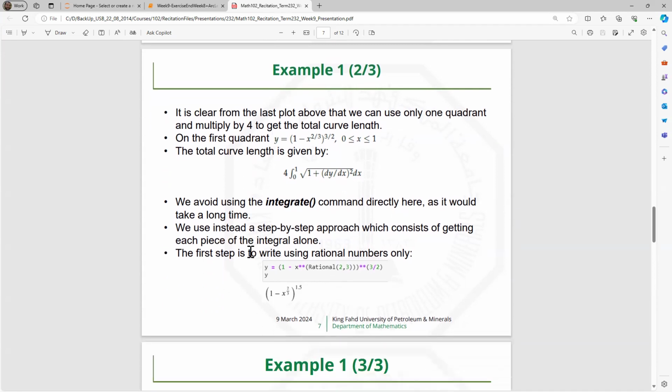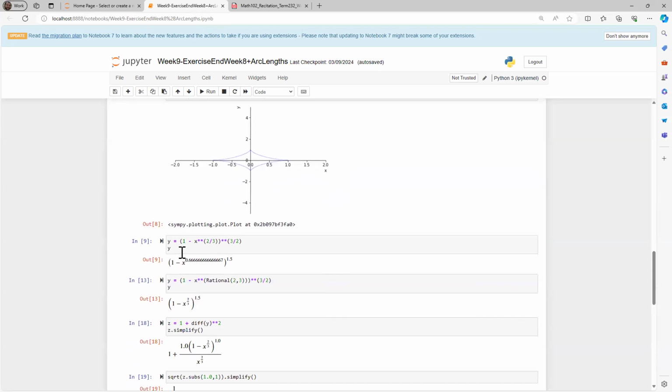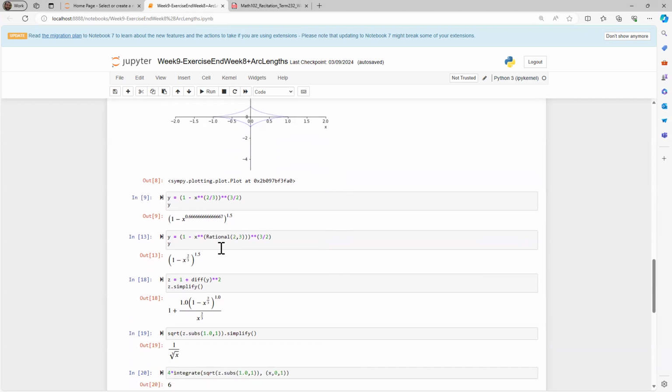Instead, we will use a step-by-step approach, which consists of getting each piece of the integral alone. So the first step would be to write y as 1 minus x to the power 2/3, to the power 3/2. And we write the integrand, which is 1 minus x to the power 2/3. First of all, this is what we did. So this is y equals 1 minus x to the power 2/3, all to the power 3/2. We wrote it in simpler form using this rational command from SymPy.